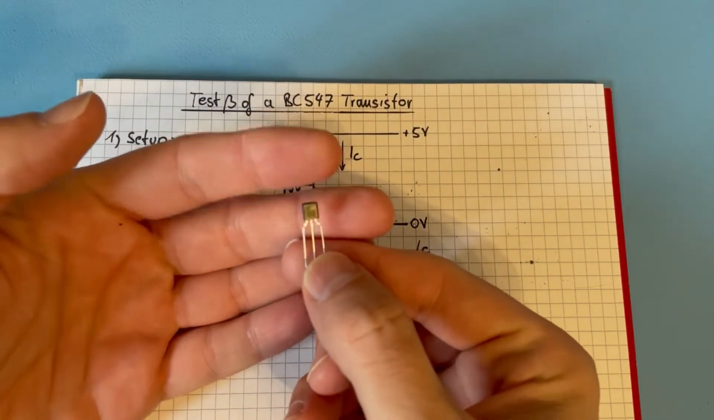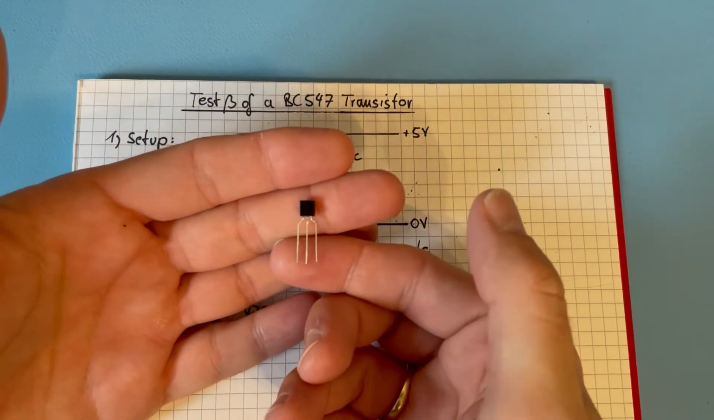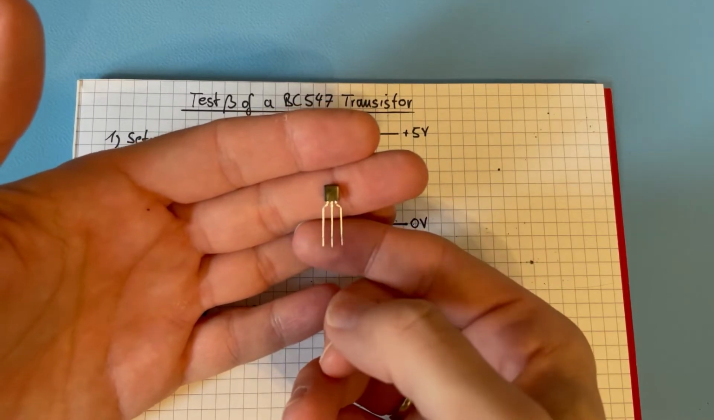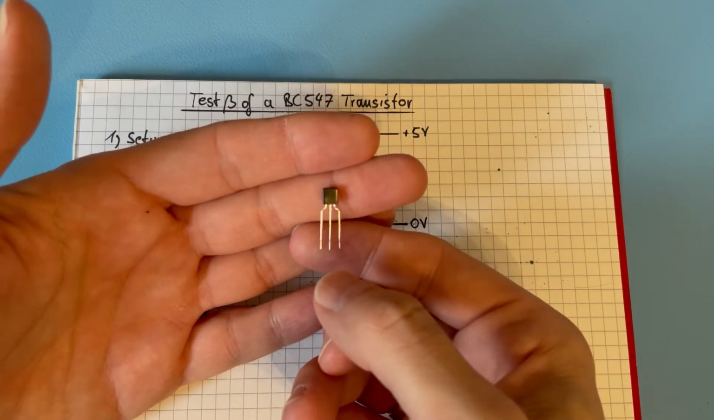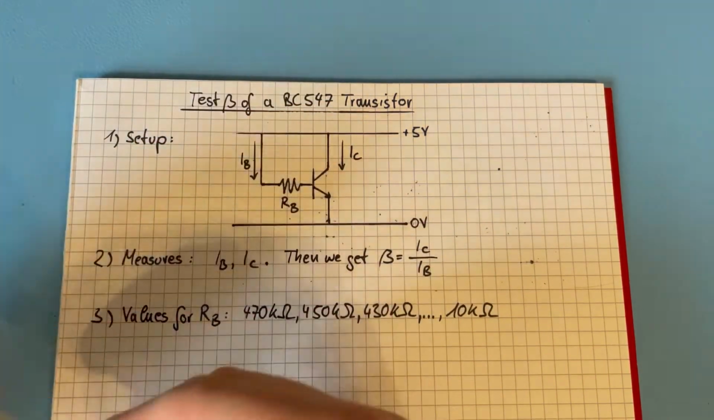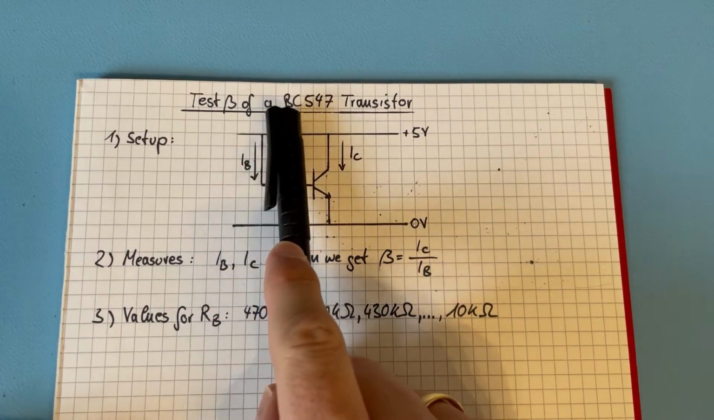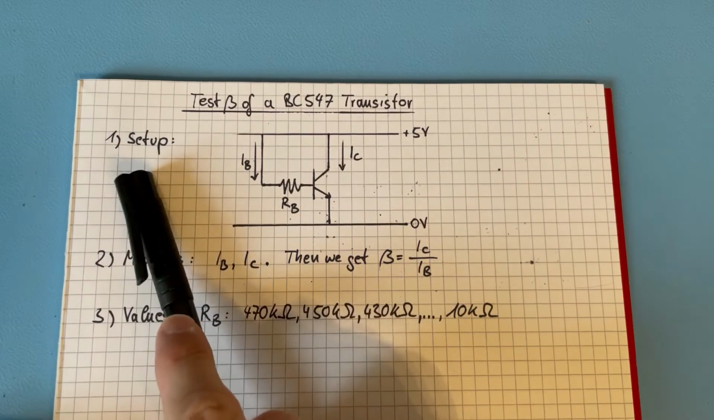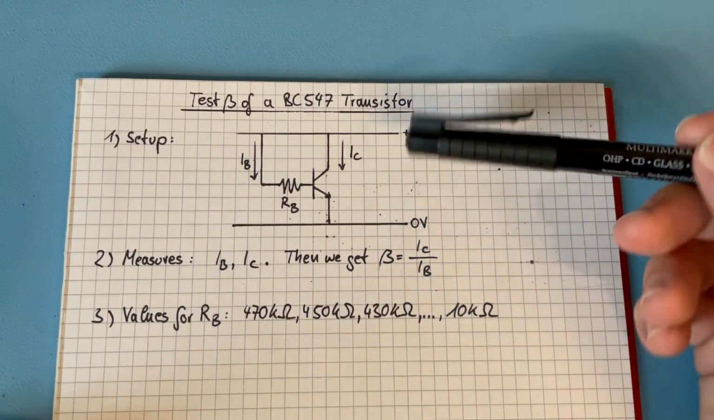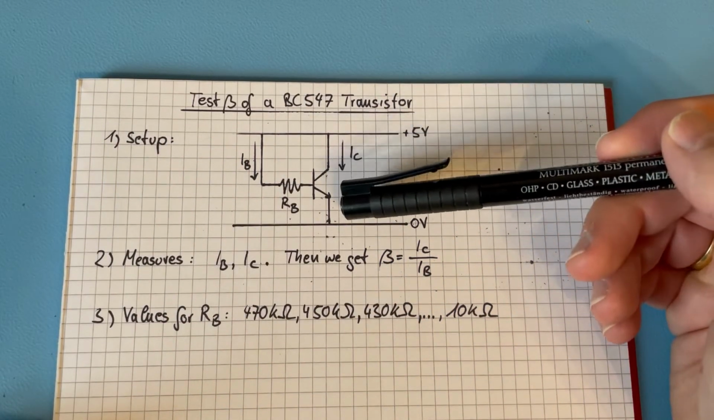Hello. Today I want to find out what the real beta values of such a BC547 transistor are. And so for this test of beta of such a transistor, we make a setup. Then we put the transistor in here.